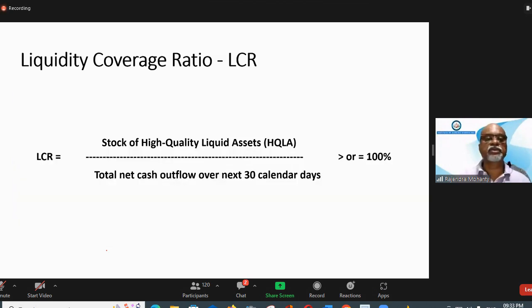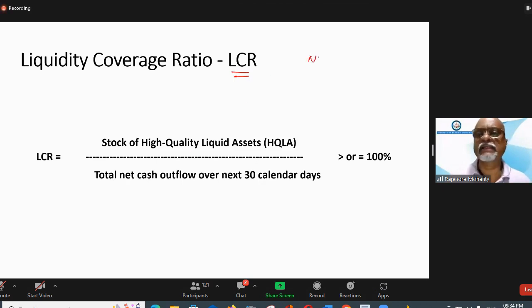Some things you have to also see. There is a thing called liquidity coverage ratio. The purpose of this liquidity coverage ratio is that banks have to maintain a short-term liquidity fund to get over a short-term liquidity crisis. If there is some liquidity problem, then for that purpose, the bank has to maintain the liquidity coverage ratio.